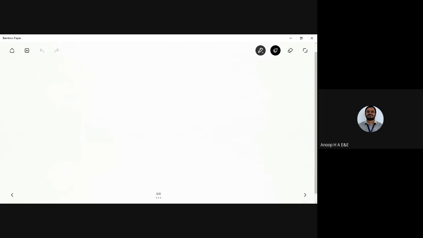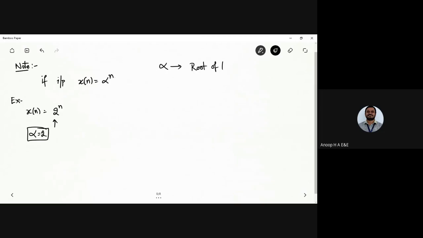Now, an important note what I would like to highlight is, if input x of n is alpha power n. Okay, I'll give an example. For example, what I can write here is if x of n is 2 power n, where alpha would be equal to 2 depending on the consideration that I have there. So where alpha is the root of the characteristic equation.